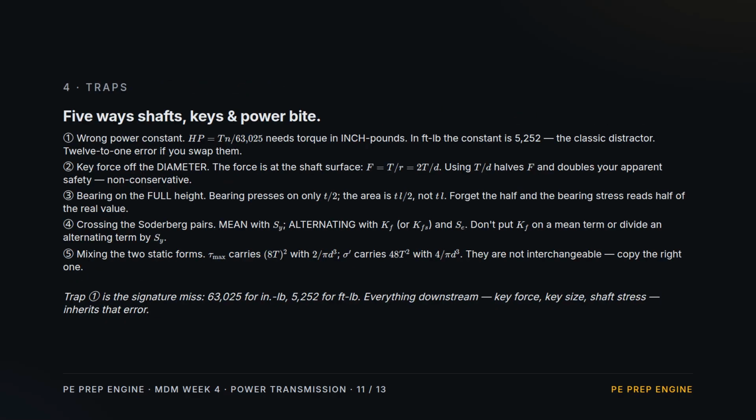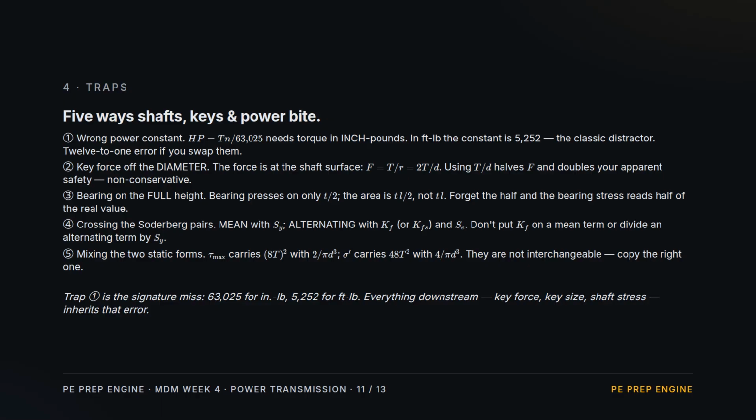Traps. 5 ways this bites. 1. The power constant. 63,025 is for inch-pounds. In foot-pounds, it's 5,252, and swapping them is a 12-to-1 blunder. 2. Taking the key force off the diameter instead of the radius. That halves the force and flatters your safety factor. 3. Bearing on the full key height instead of half.